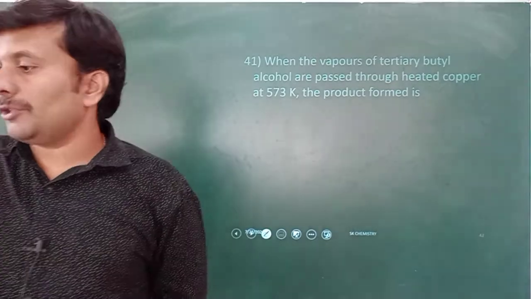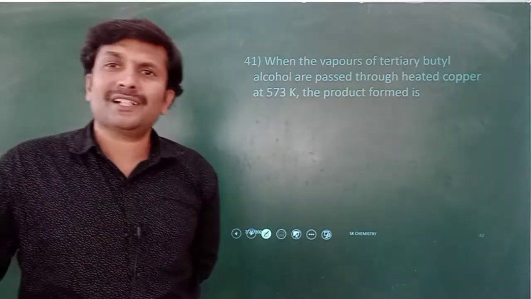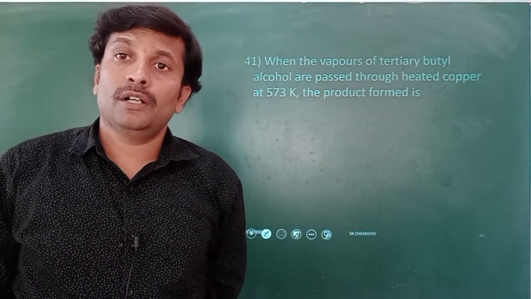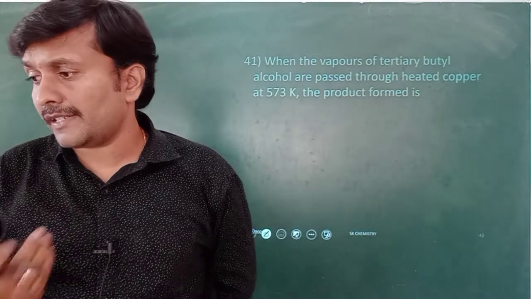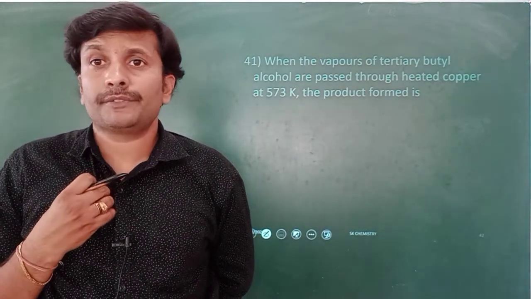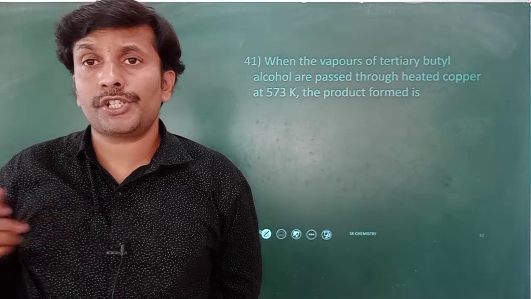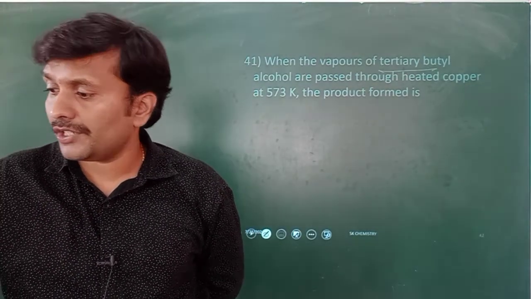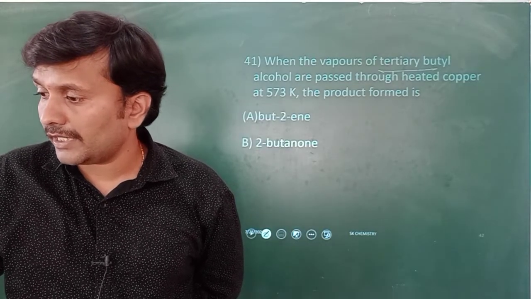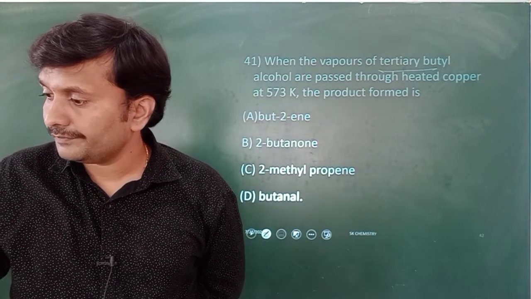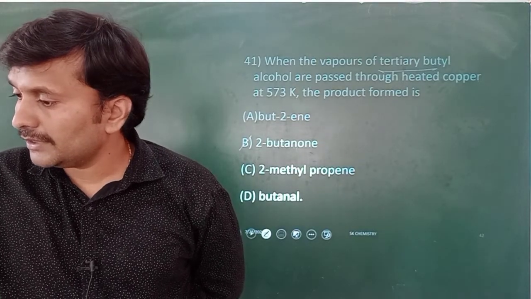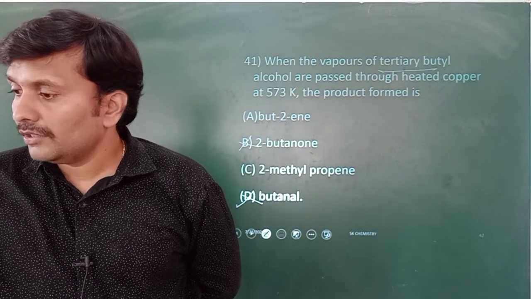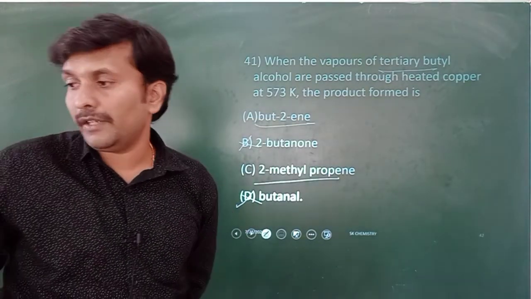When vapors of tertiary butyl alcohol are passed over copper... Usually tertiary butyl alcohols will give alkenes, but whenever it is copper, dehydrogenation will give what? Aldehydes. Here it is tertiary, so whenever it is tertiary, it has to be an alkene. So which options are wrong? This is wrong, this is wrong. It cannot give tertiary, so we have to check butene and 2-methylpropene.